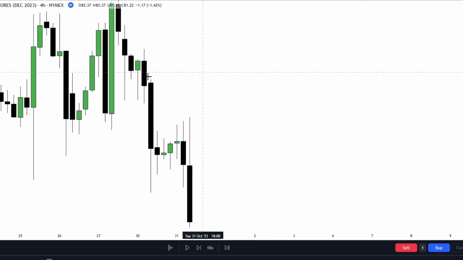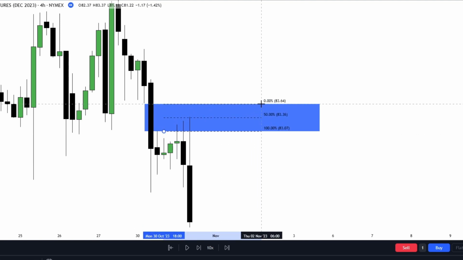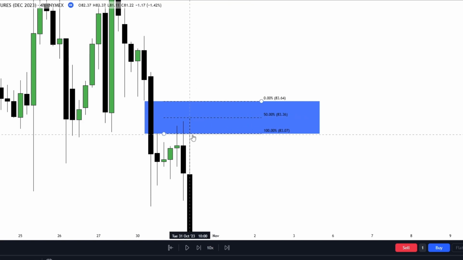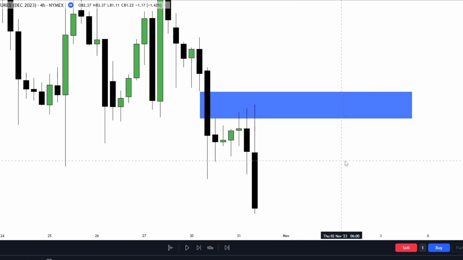So again, I need a higher time frame PD array, right? We hit this 4-hour fair value gap. We hit, for the first time, the consequent encroachment of this fair value gap. And at the same time, we swept this 4-hour high, right? So I have a higher time frame delivery. I have a liquidity sweep. And so then I just need a PD array to get violated, and then I enter, right?